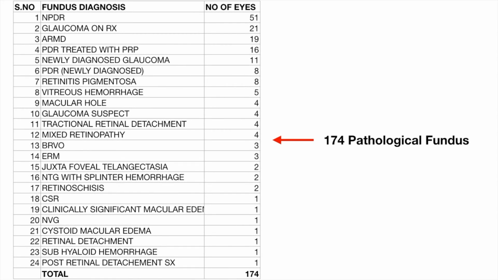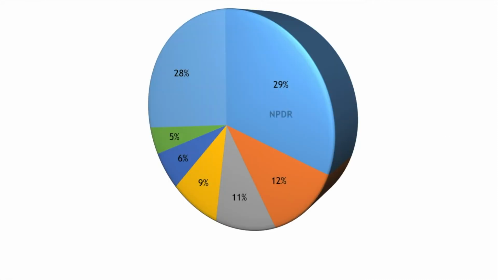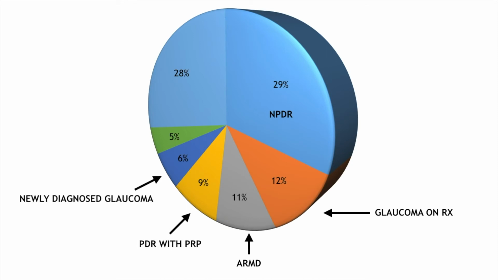Out of the 12%, that is 174 pathological eyes, the common conditions were NPDR, glaucoma, ARMD, and PDR. Overall, 29% had NPDR, 12% had glaucoma and were on treatment, 11% had ARMD, 9% had PDR with PRP, 6% were newly diagnosed glaucoma, and 5% were newly diagnosed PDR.